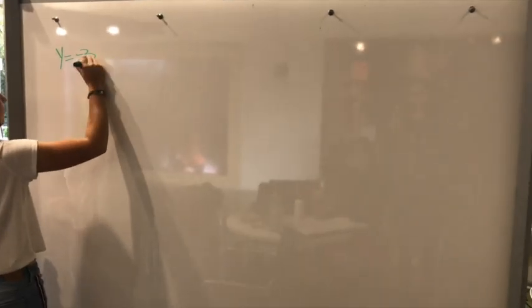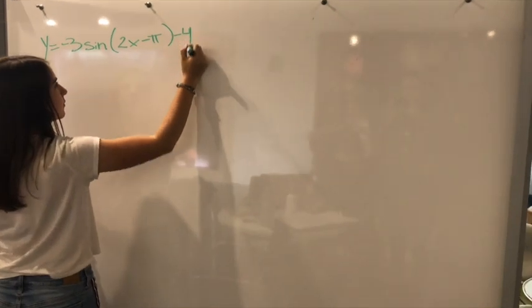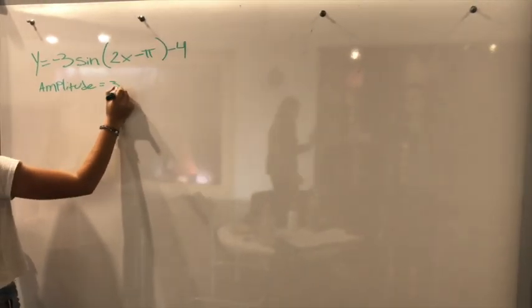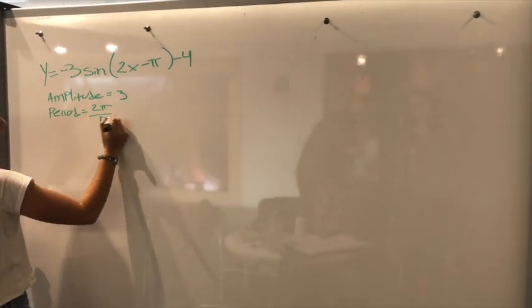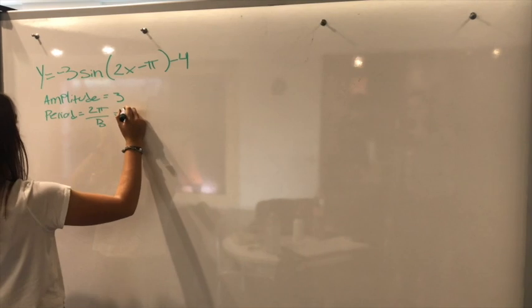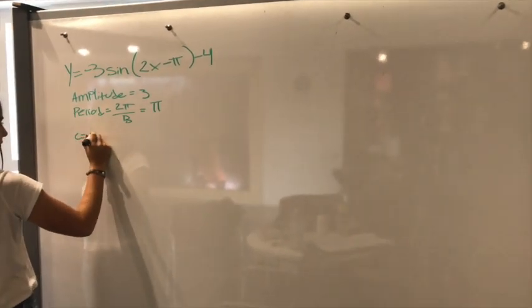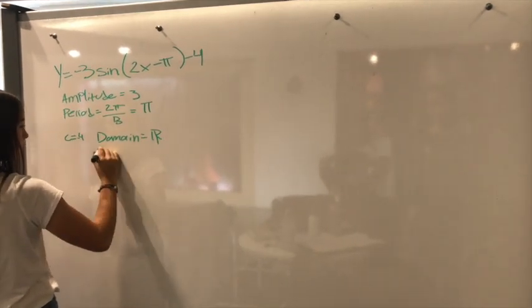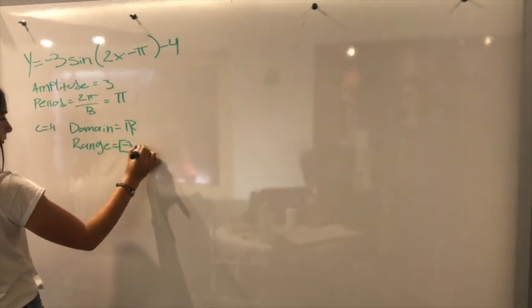We're going to do an example of a graph of the function sine with transformations. Y equals minus 3 sine of 2x minus pi minus 4. Out of this we know that the amplitude is 3. To obtain the period we divide 2 pi over 2 and the result is pi. We also know that the midline will be at minus 4. Always in sine and cosine, the domain will be all the real numbers, and in this case the range is minus 7 to minus 1.